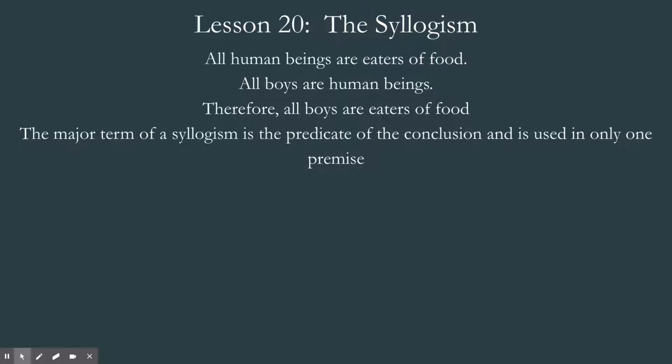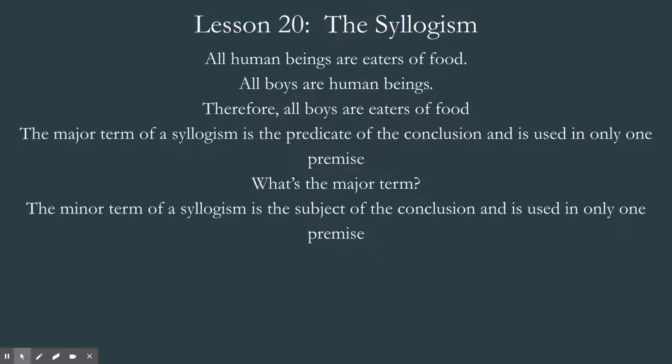We find the conclusion. We're going to find the conclusion by looking for a conclusion word: therefore, thus, so, consequently. If we can't find one of those, we're going to look for a premise word: since, because, for, given that. Once we find the conclusion, we find the predicate. And that predicate is our major term. You'll notice the major term is only used in one premise. Eaters of food, right there, just being used in one premise. But of course, there is more. So the major term is eaters of food.